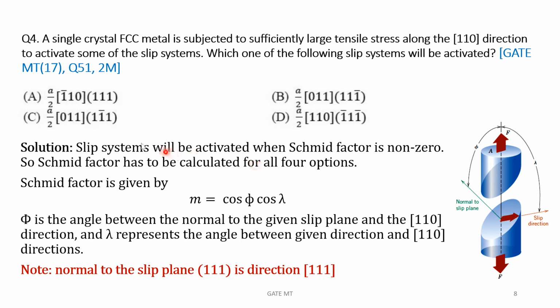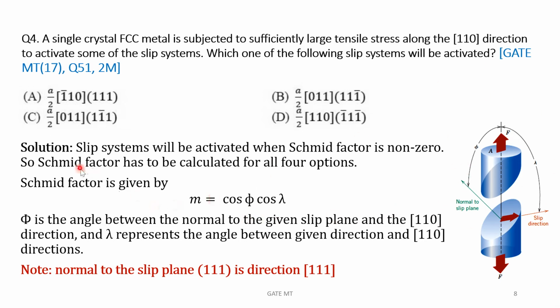Suppose we are considering this is the 111 plane, that is, the slanting portion is the 111 plane. The normal to that 111 plane will be the 111 direction. Therefore, phi will be between the 111 direction and the 110 direction. And for this option, lambda will be the angle between the 110 direction and the 1/110 direction. So if you know both these angles, you will be able to calculate the Schmidt factor.